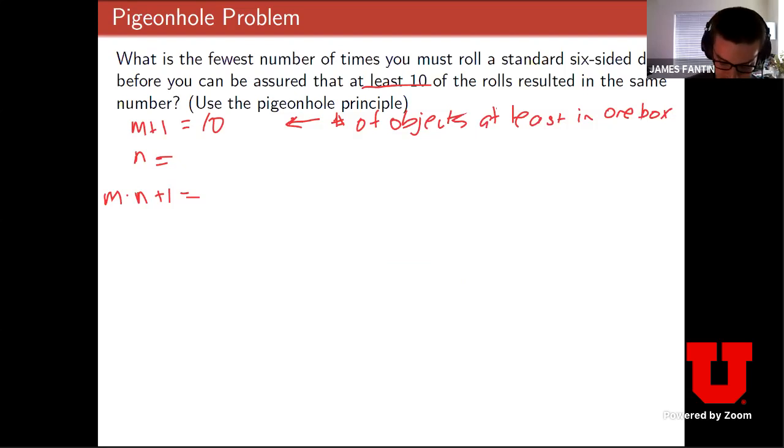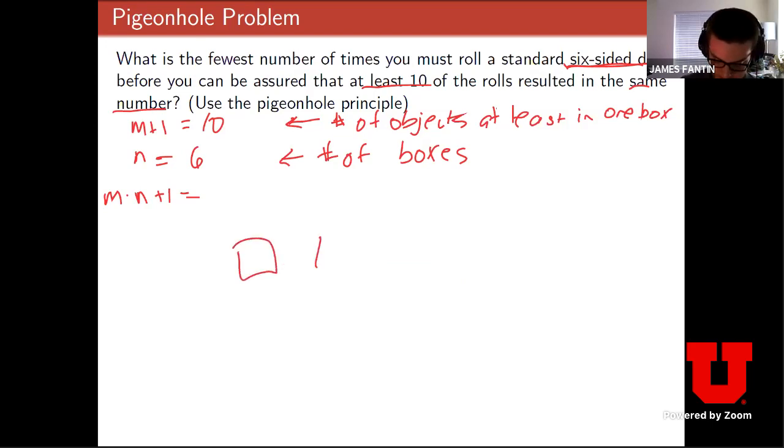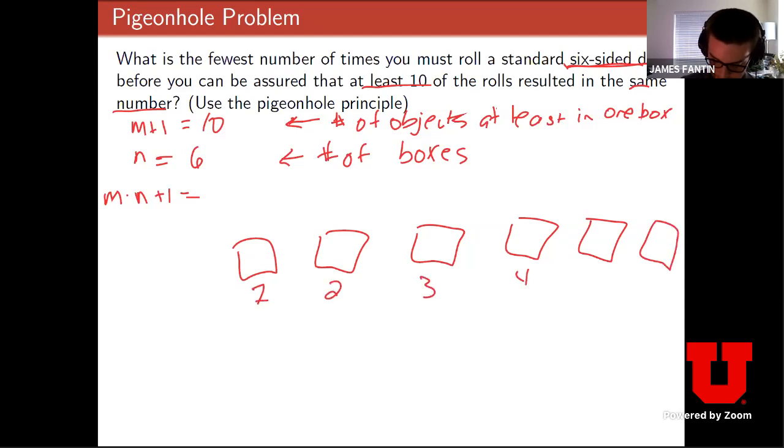Yeah, 6. So we got a lot of comments saying 6. And remember that n always represents the number of boxes. How did we know that we needed 6 boxes? Well, because we're rolling a standard 6-sided dice, and we want to count the number of rolls that results in the same number, then what we're really doing is we have these 6 boxes set up. If we roll 1, 2, 3, 4, 5, 6, that's how we get n is equal to 6.